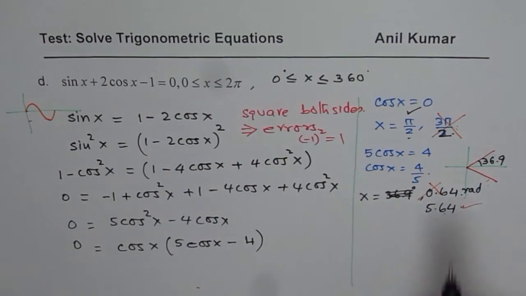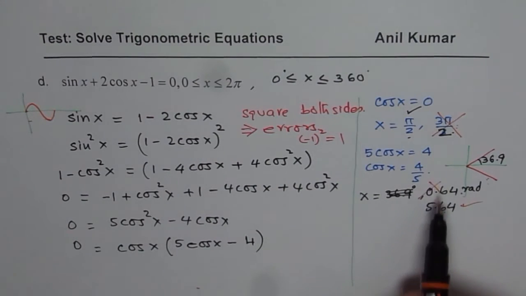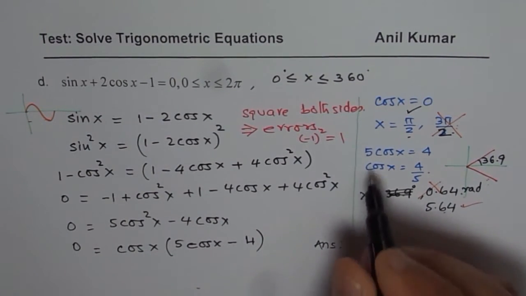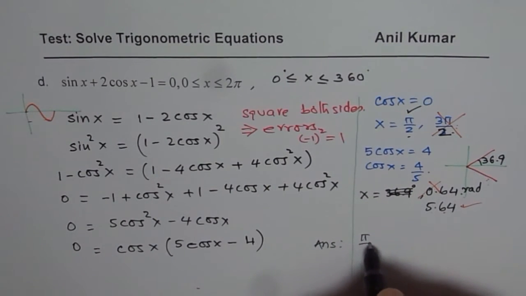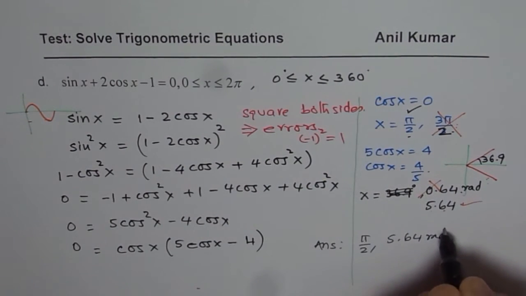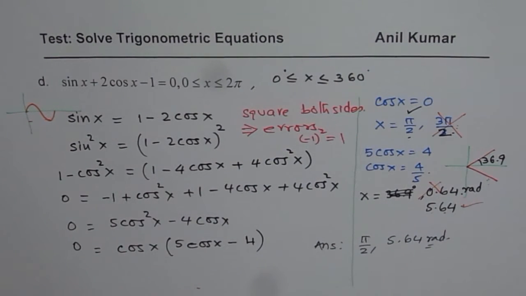So what you see here is that some values don't work. The reason is very simple: you squared it. That is why they don't work. Now write down your answer. Our answer is all those values which worked, which is pi by 2 radians and 5.64 radians. You need not write radians, it's a ratio, but it's good to write. So that is how you have to solve these questions, and take care that when you square, you can cause errors, and those should be taken care of when you write the answer. Thank you, and all the best.